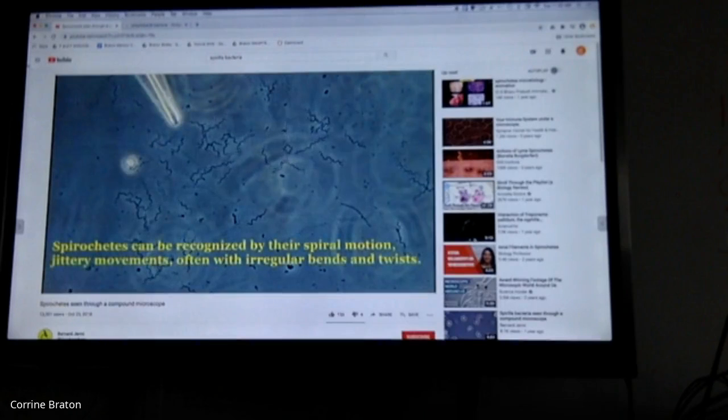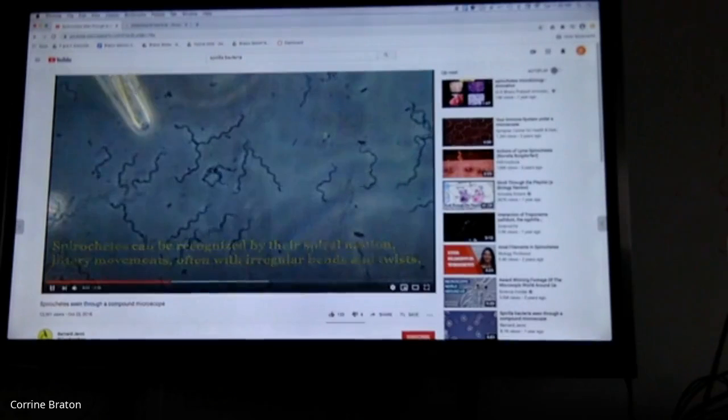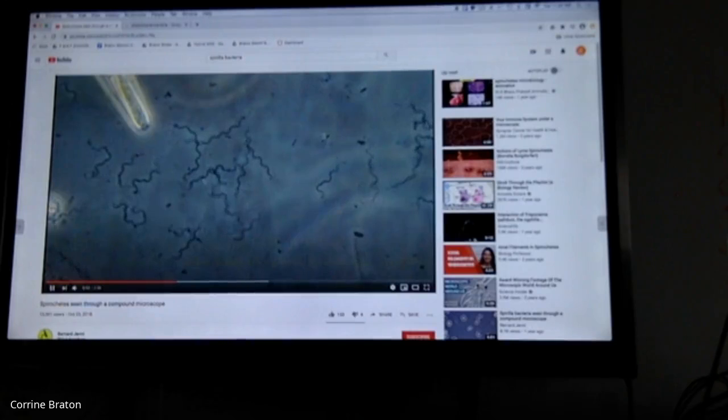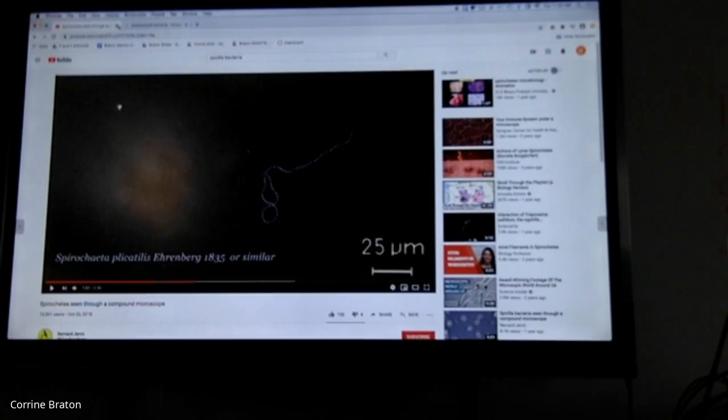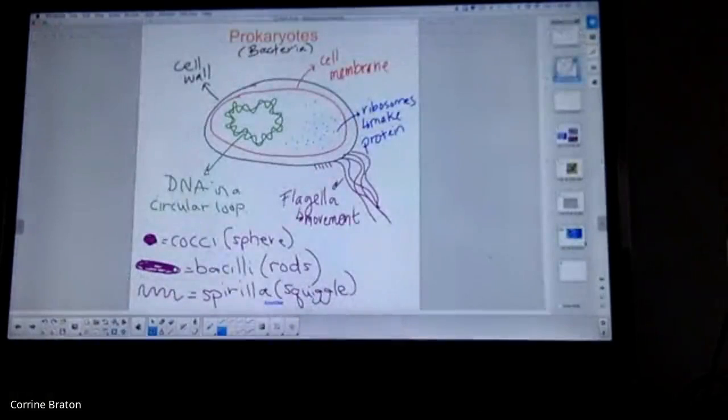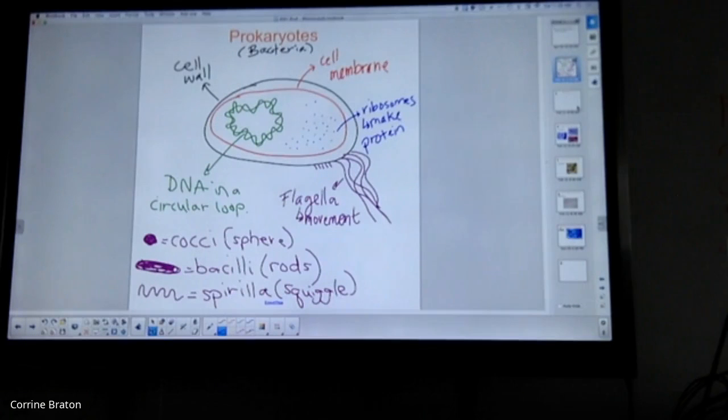Okay, so Lyme disease, you guys have heard of Lyme disease, caused by this type of bacteria. Really hard to kill, dangerous. Yeah, nasty. It's weird because they don't seem like they'd be a bacteria. They look like little, like this one, look at that, how crazy. So, yeah. Okay, so that's prokaryotes. Questions?